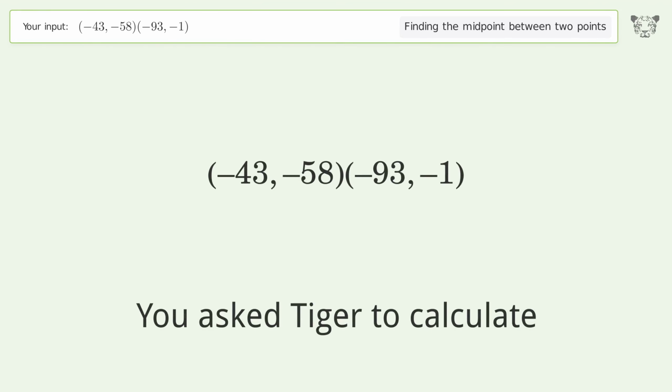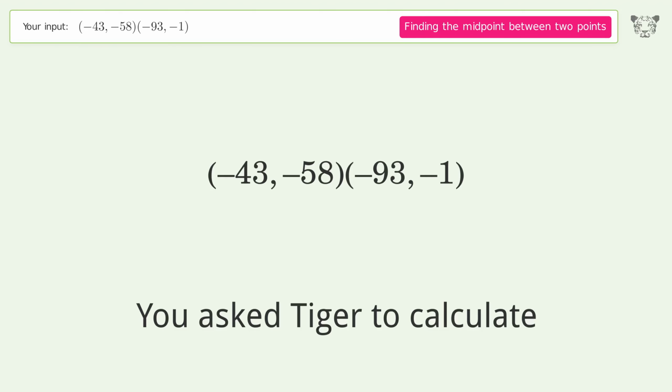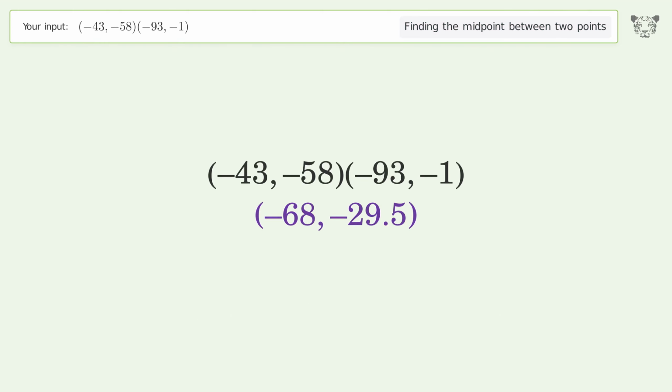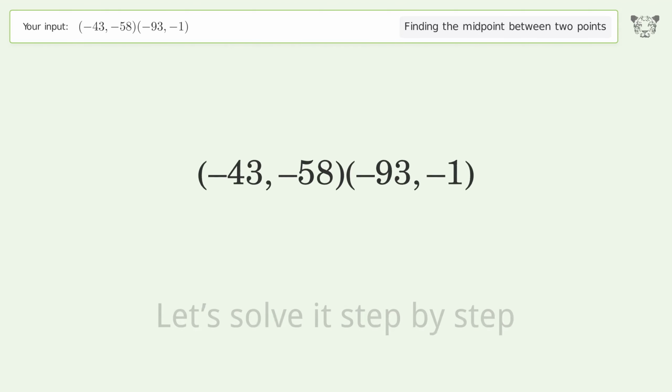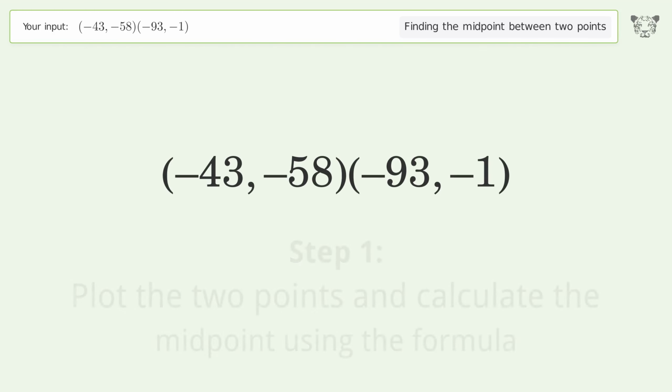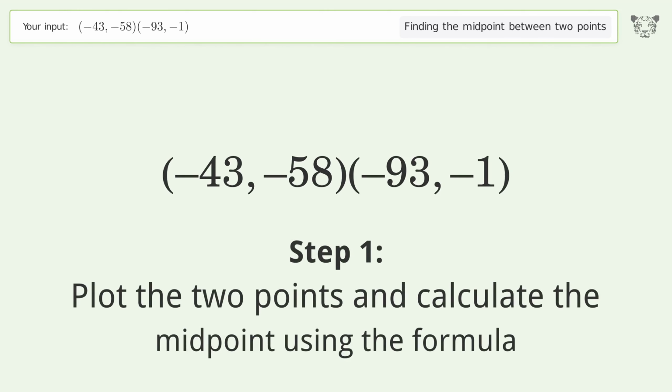You ask Tiger to calculate. This deals with finding the midpoint between 2 points. The midpoint between the 2 points is -68, -29.5. Let's solve it step by step. Plot the 2 points and calculate the midpoint using the formula.